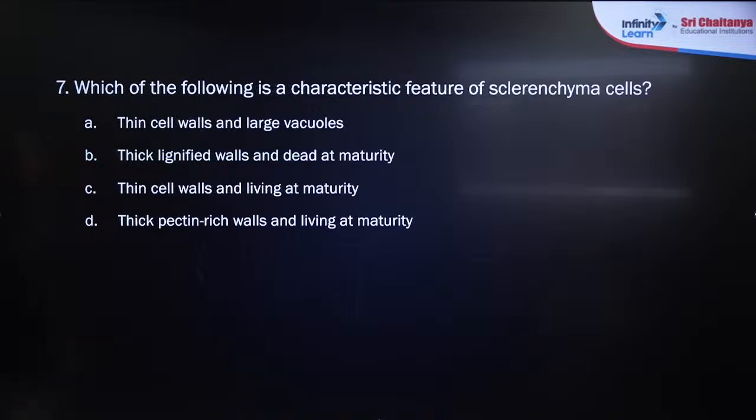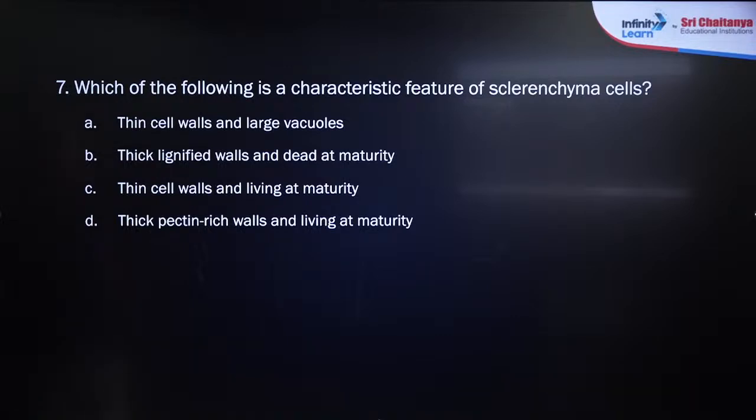Now the next question. Which of the following is a characteristic feature of sclerenchyma cells? So students, if we talk about these sclerenchyma cells, what is going to be the characteristic feature among the following? A, have thin cell walls and large vacuoles. B, have thick lignified walls and dead at maturity. C, thin cell walls and living at maturity. Or D, thick pectin rich walls and living at maturity.